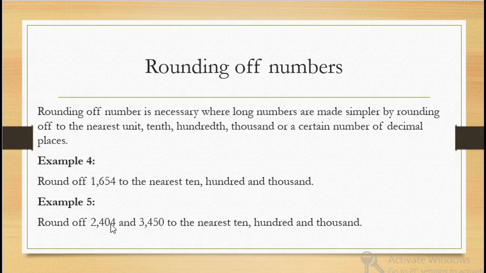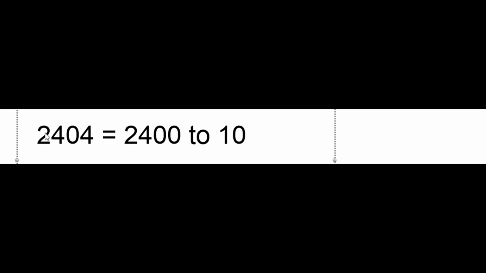Round off 2404 and 3450 to the nearest 10, 100 and 1000. We are asked to round off 2404 to the nearest 10. This is my unit and this is my 10. This unit is not up to 5. If I round this off now to the nearest 10, I'll have 2400, because this is not up to 5.